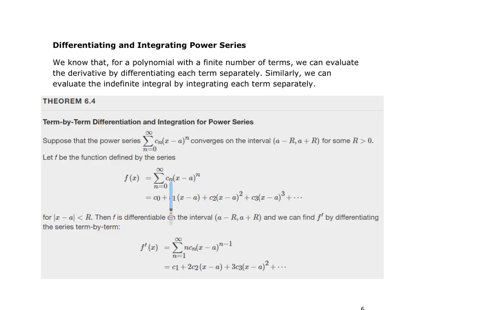This n comes down as a multiplier. I have x minus a to the n minus 1, and the thing that changes is I am now shifted over 1. Instead of starting at 0, I'm going to start at 1. And that's pretty much the gist of differentiation. So I don't necessarily have to write out all of the terms to realize this is what it turns out to be. I just shifted over 1, bring down that power. Can I do it a second time? Absolutely.